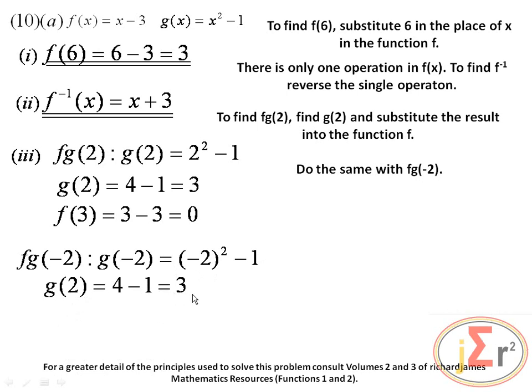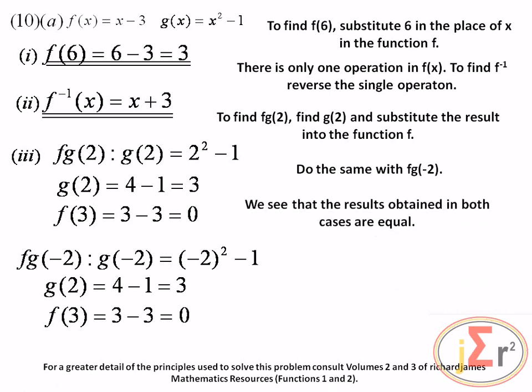Then we need to find f of 3. f of 3 is 3 minus 3, which is equal to 0, which is, of course, the exact same thing as we have right there. So we are sure, and we have proven, that f of g of 2 is equal to f of g of negative 2, and that is equal to 0. We see that the result obtained in both cases are equal.